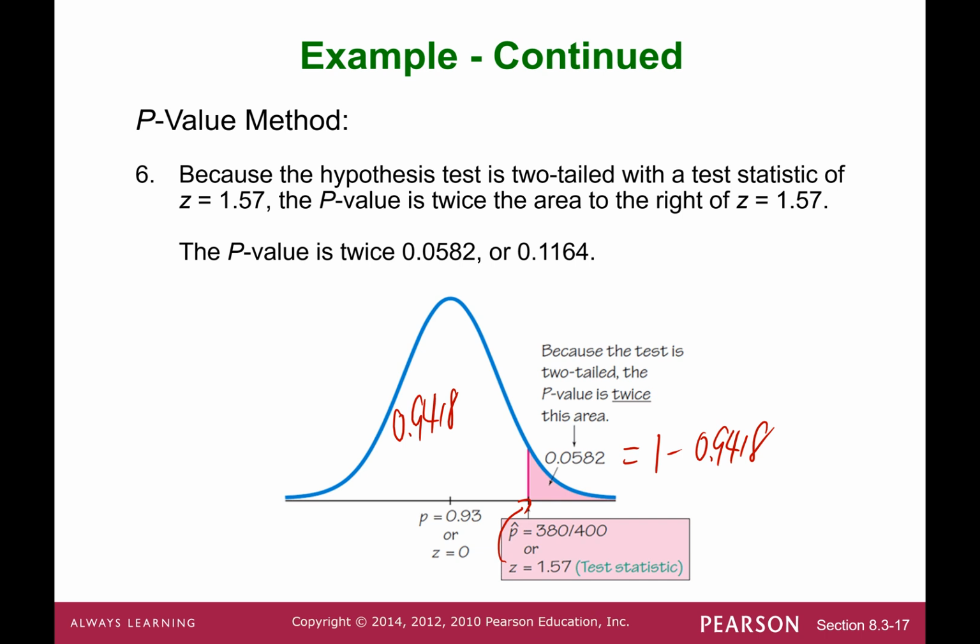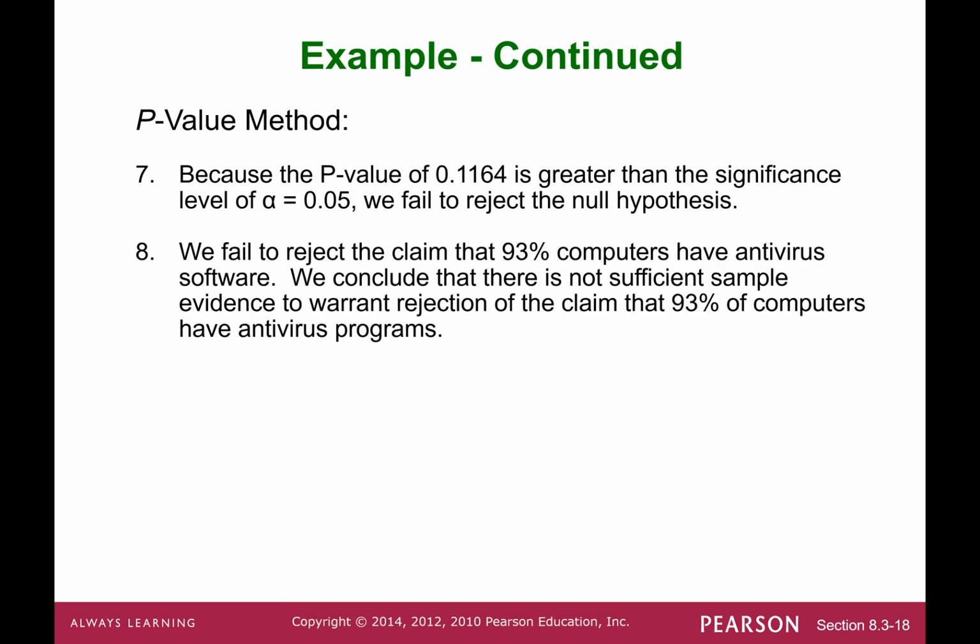So we get the area and then double it because we have 2 tails. Multiply this by 2, you get 0.1164. And definitely this area is bigger than alpha: 0.1164 is greater than alpha, and alpha is 0.05. That means we fail to reject H0, because the p-value 0.1164 is greater than the significance level alpha. So we fail to reject the claim that 93% of computers have antivirus software. We conclude there's no sufficient sample evidence to warrant rejection of the claim that 93% of computers have antivirus programs. This is the p-value method.